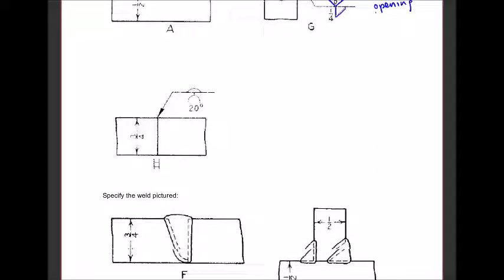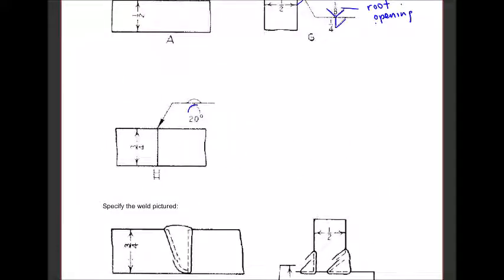Alrighty, finally right here I've got a U-groove weld. Having some scrolling issues here. I got a U-groove weld with a convex surface, and I got a 20-degree included angle. So I'm going to come up from the bottom. I'm going to have a 20-degree included angle. I'm going to have a U-groove. I'm going to fill that with weld material, kind of like that. Okay, and I'm going to have this convex reinforcement on top.